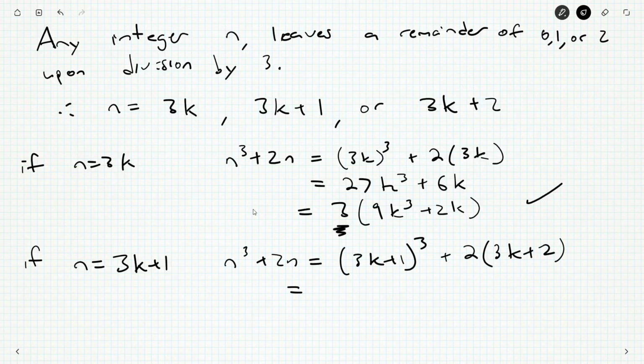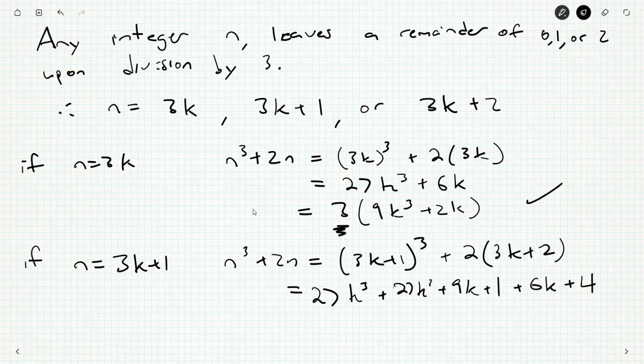So (3k plus 1) cubed, you may need to FOIL it out a little bit, but you're going to get 3 times... so it'll be 27. 9 times 3 is 27. 27k squared plus 3 times 3k, so it'll be 9k, plus 1, and then plus 6k plus 4.